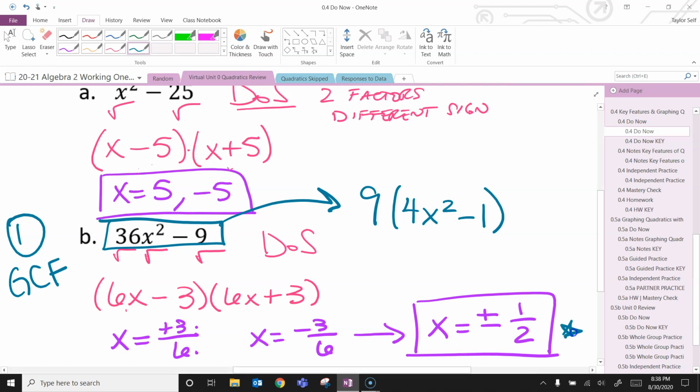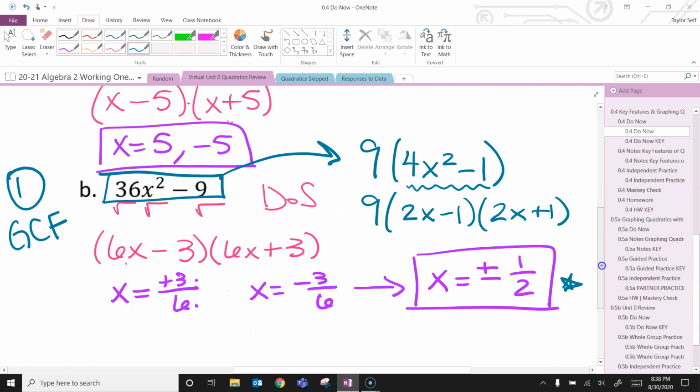So let's go ahead and factor this even more. We can factor this using difference of squares. You get 9. Square root of 4 is 2. Square root of x squared is x. Square root of 1 is 1. And then we get 2x plus 1 because you have to flip the sign and copy the factor. Check it out, y'all. We get the same solution.